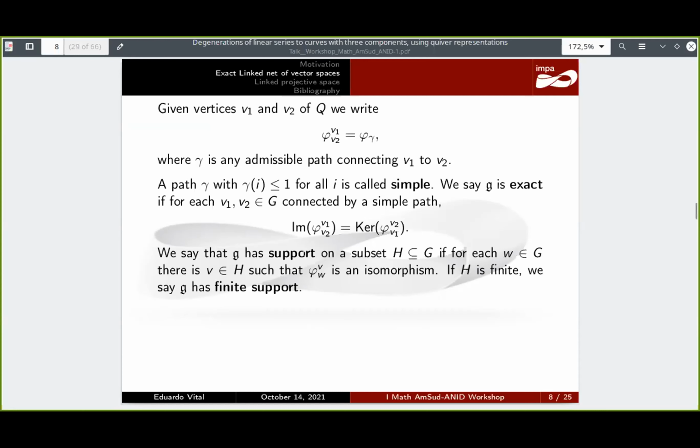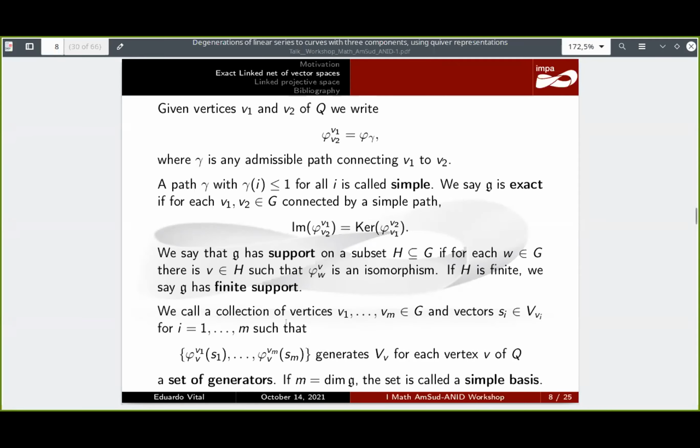And we say that this linked net G has support on the subset H of the vertices of G if for each vertex W of G, there is a vertex V of H such that the map from V to W is an isomorphism. And if H is finite, we say that G has finite support.